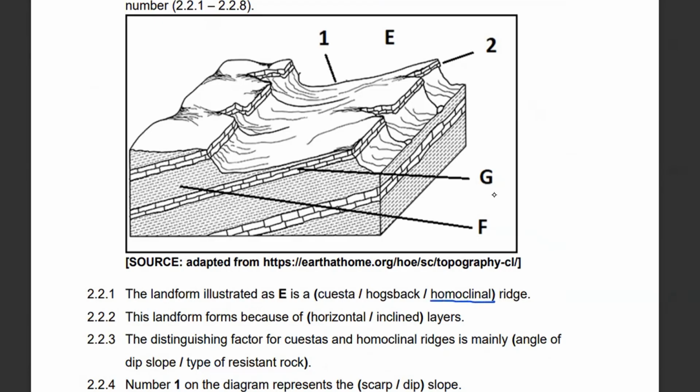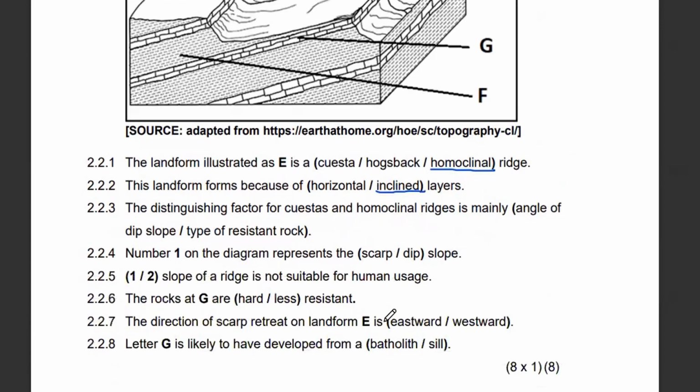This landform forms because these are inclined rocks. The distinguishing factor of cuestas and homoclinal ridges is mainly the angle of the dip slope. It is the one that distinguishes how steep it is, because the angle of the dip slope is the one that determines.